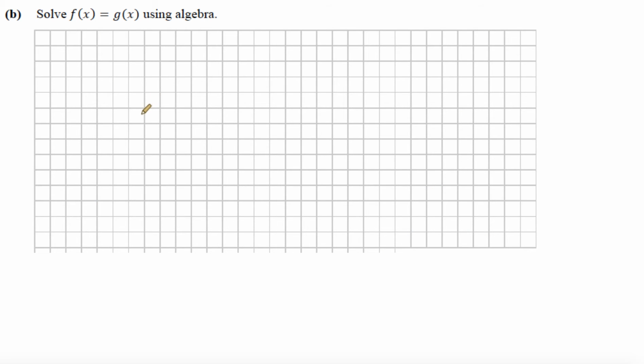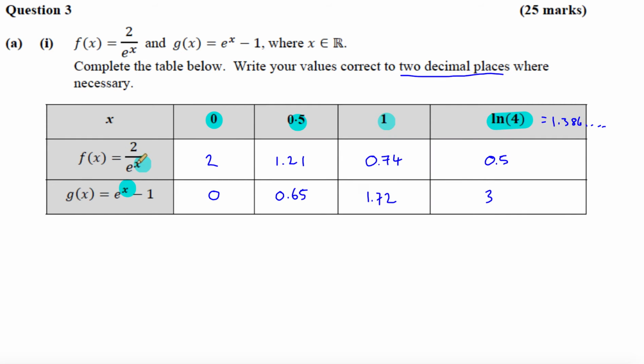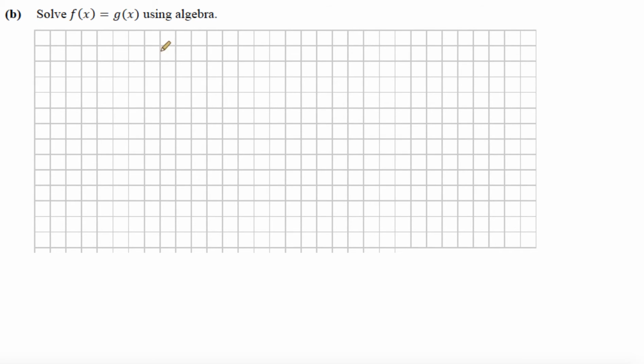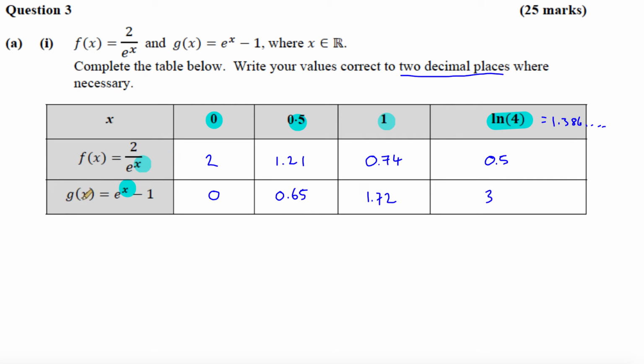Okay, and finally part B. It says solve f of x is equal to g of x using algebra. Okay, so using algebra. So f of x, if you remember, our f of x function is 2 over e to the x. So that's 2 over e to the x. And we're letting that equal to our g function. When we go back, our g function was e to the power of x minus 1.